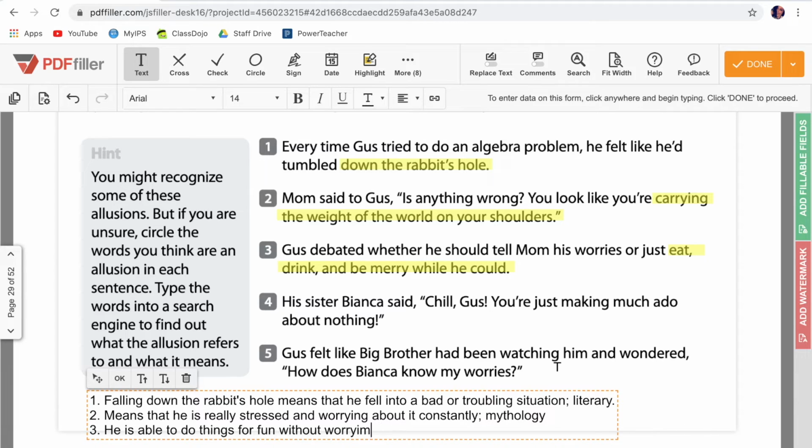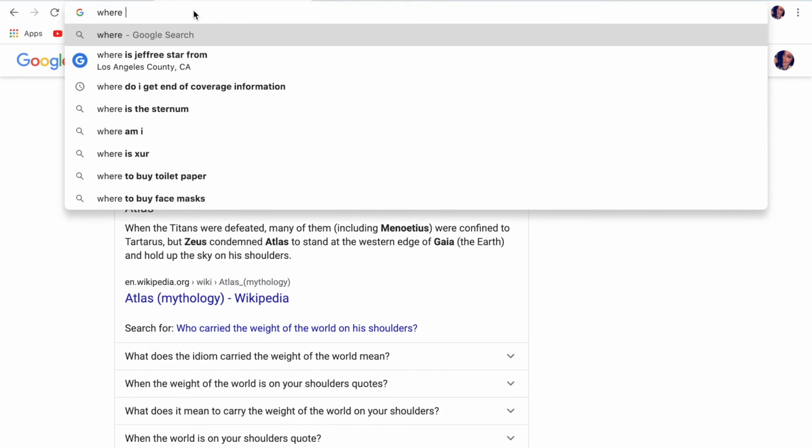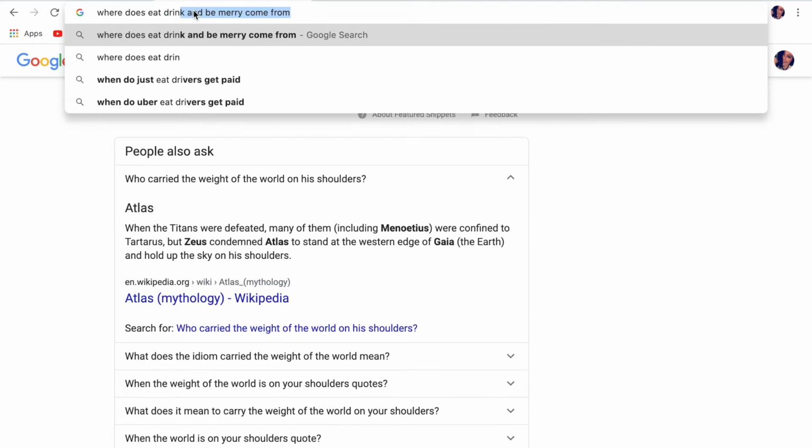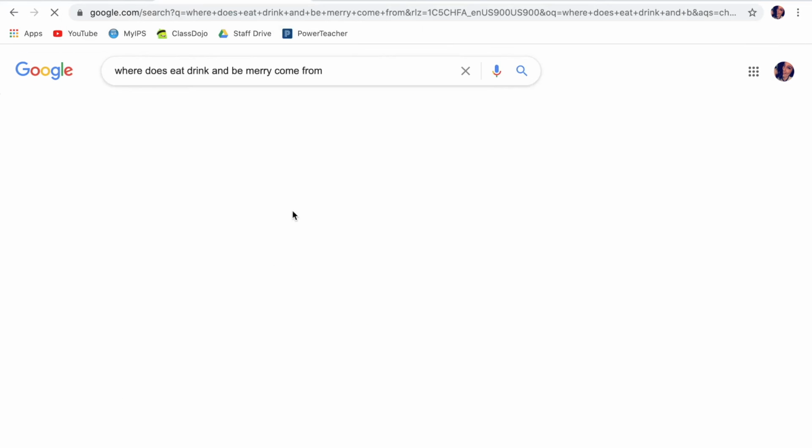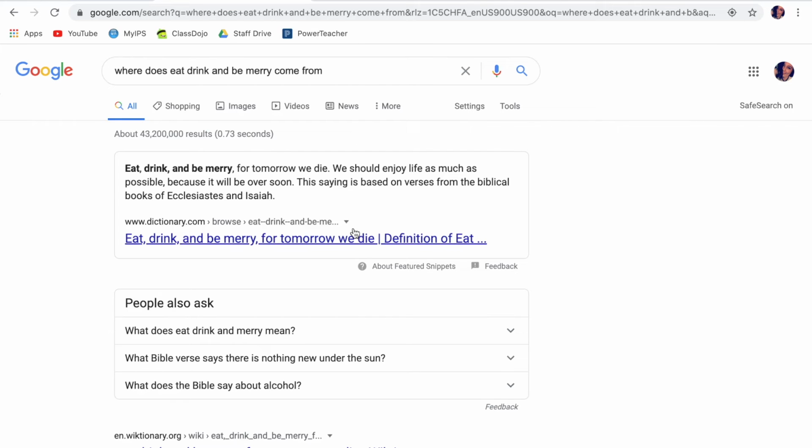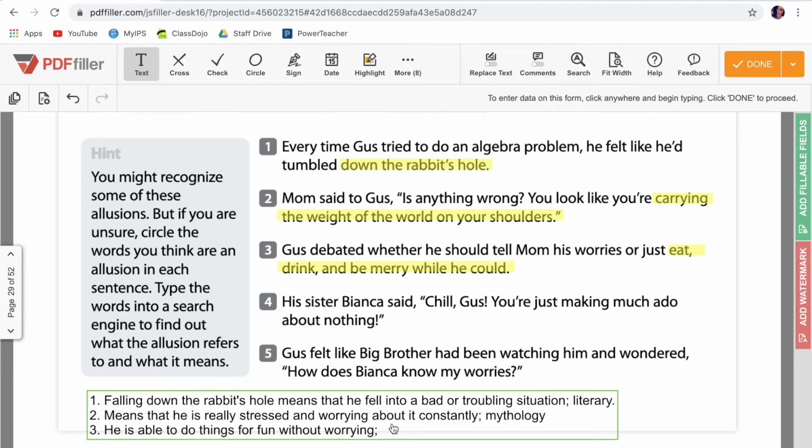Now, where does that come from? Well, let's go ahead and look. Where does eat, drink, and be merry come from? Well, if we look here, it says, eat, drink, and be merry, for tomorrow we die. We should enjoy life as much as possible because it will be over soon. The saying is based on verses from the biblical book of Ecclesiastes and Isaiah. So we know that it is a biblical reference.